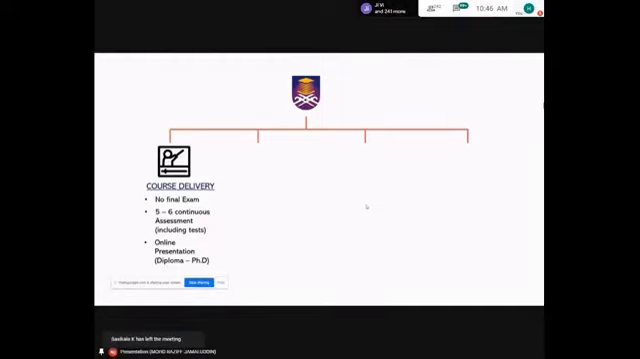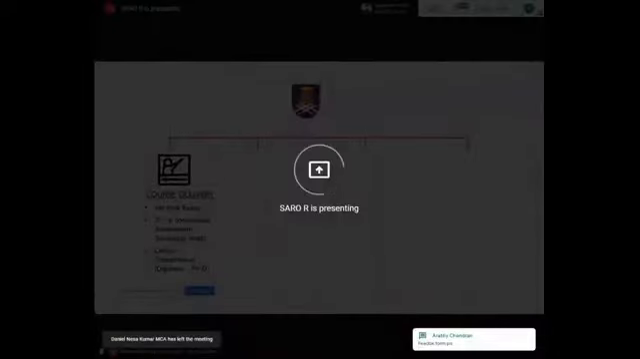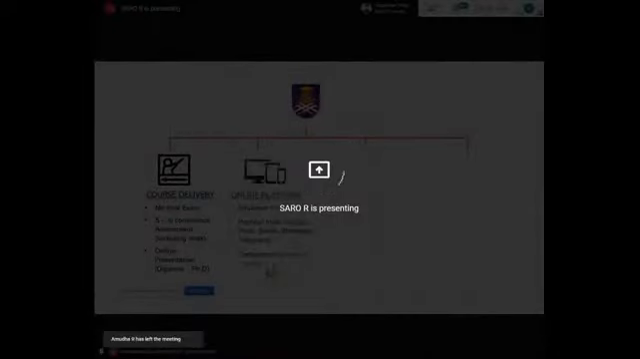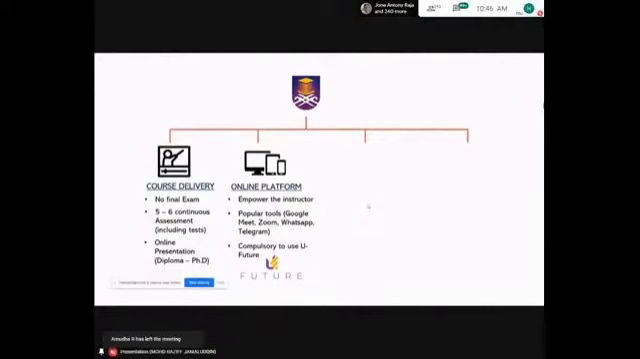So we must make sure that the system is ready and everybody is using the same software, same system, and then the online platform. So we need to empower the instructor. Use the popular tools. We must do the training during the initial stage of the pandemic. Okay, and in the university we have this open learning. So everybody must use this tool, and the university always monitors the staff for this.